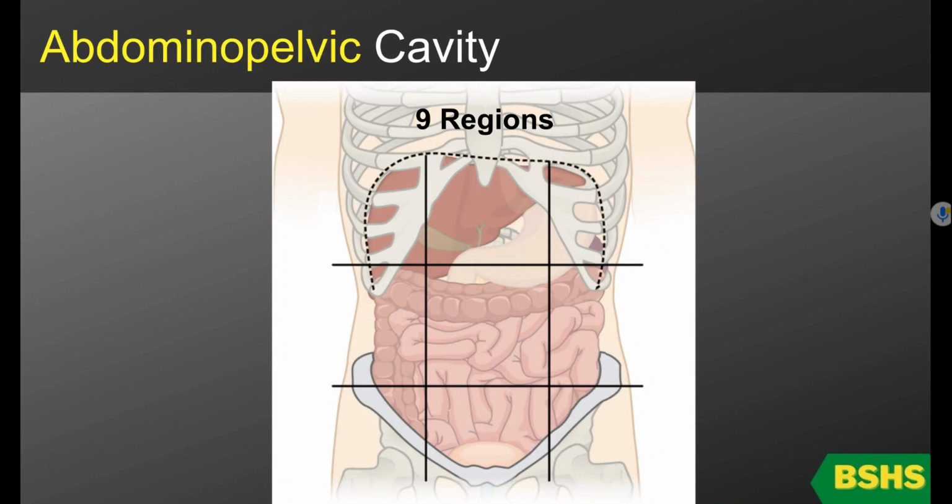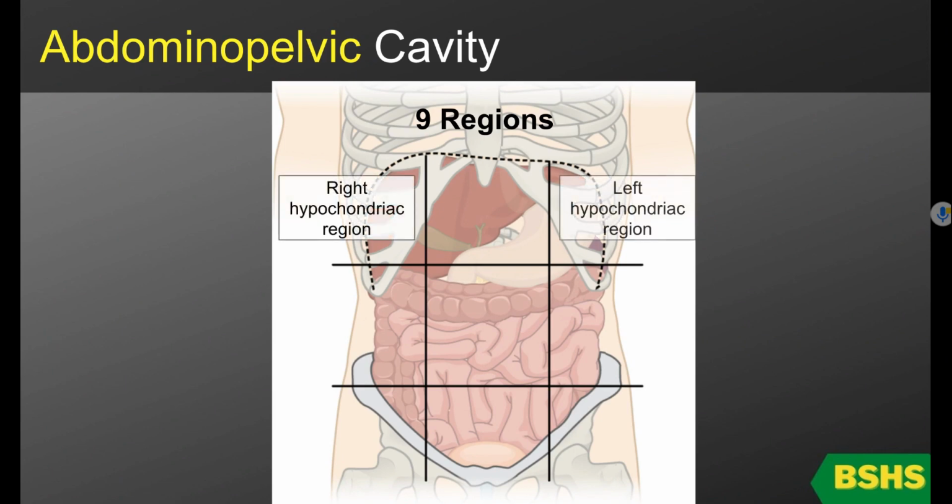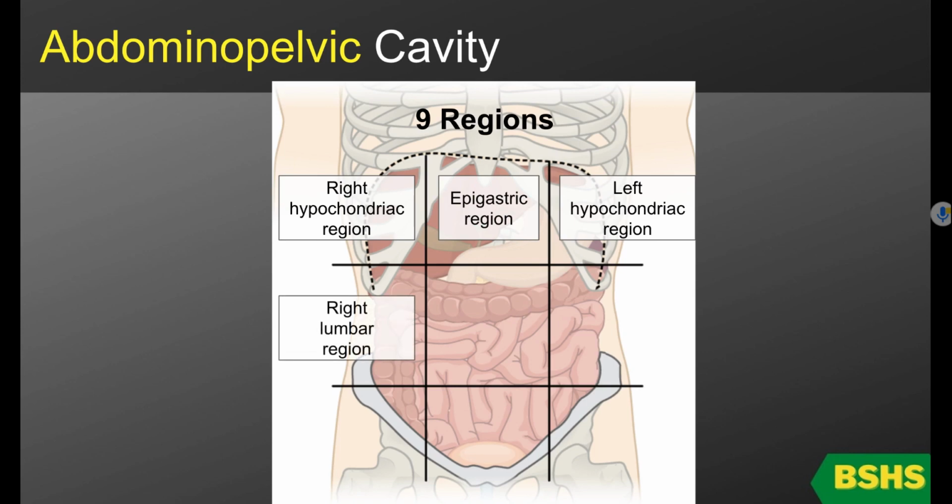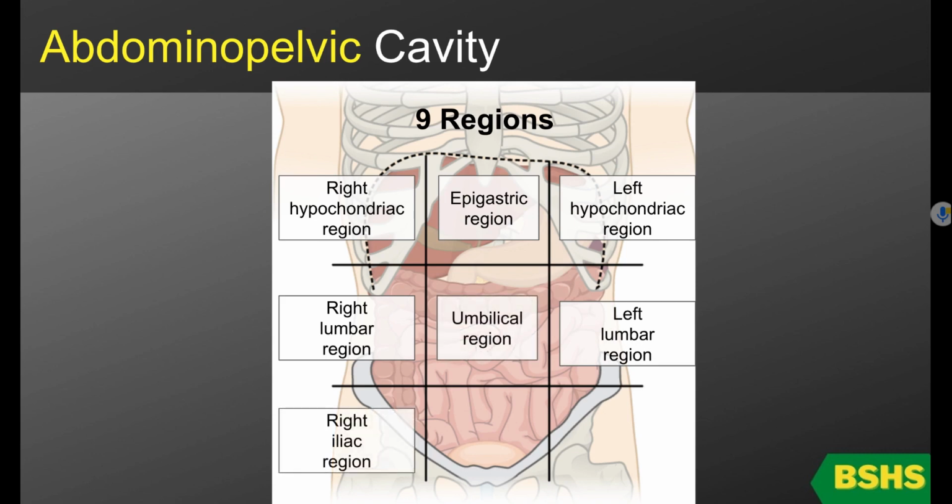So in the top row, you have the right hypochondriac region, the left hypochondriac region, and the epigastric region. In the middle row, you have the right lumbar region, the left lumbar region, and the umbilical region. And then in the bottom row, you have the right iliac region, the left iliac region, and then the hypogastric region.